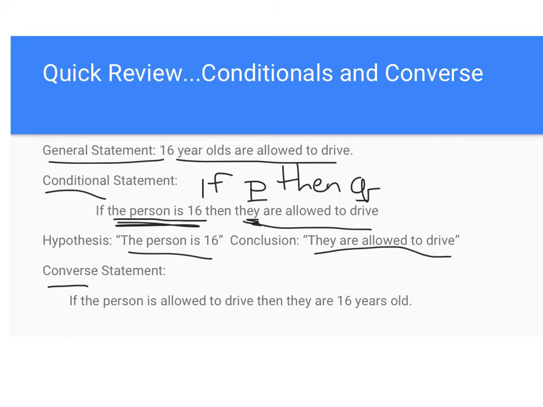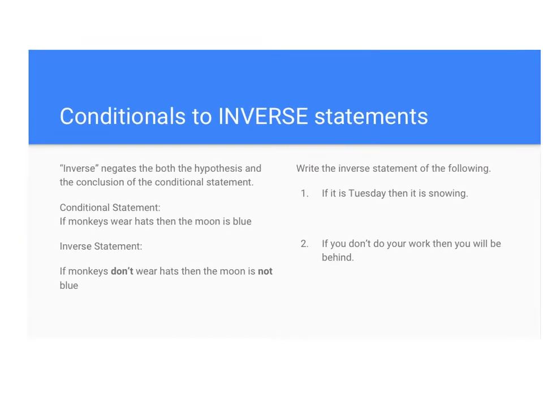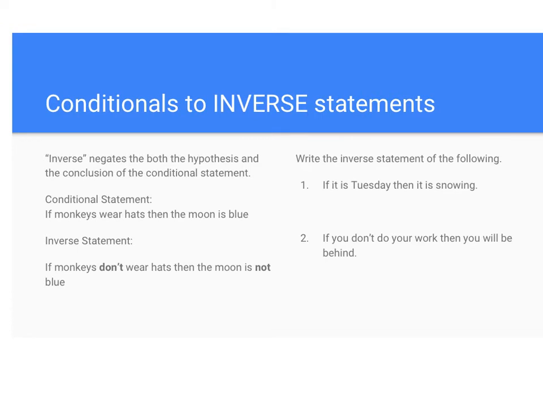The converse means flip that around. If the person is allowed to drive, then they are 16 years old. That is what converse means. Conditional, if then, converse, switch it. What changes this when you go to inverse statements? An inverse keeps the conditional the same way, except it negates both the first part and the second part.